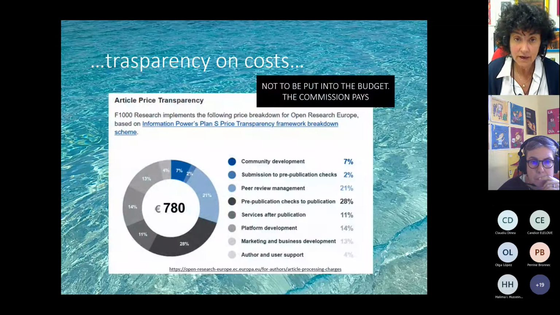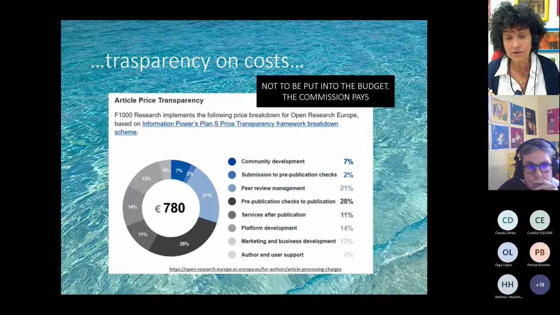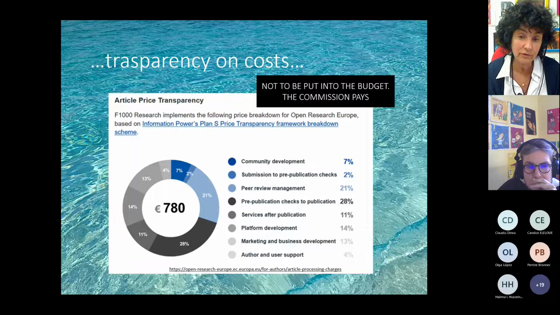They are also transparent on costs, so you see what you pay for. The cost for each article is 780, but you don't have to put it in the budget because it's on the Commission, because they provided ORE via public procurement. So you don't have to put it into the budget, but you see what you pay for.